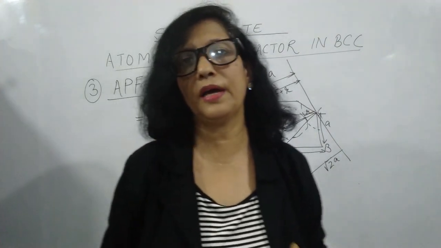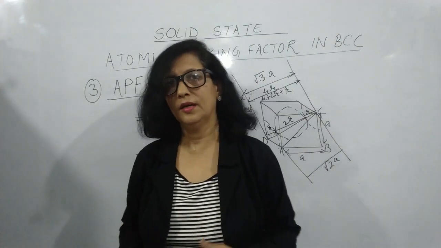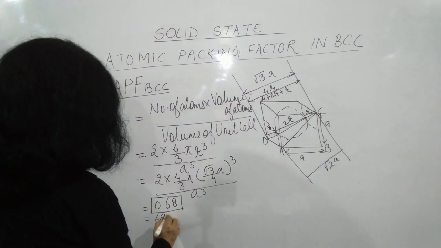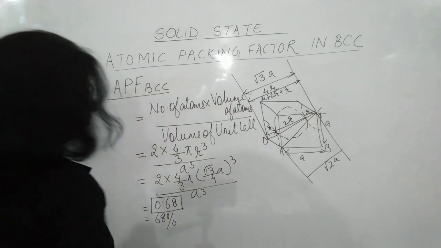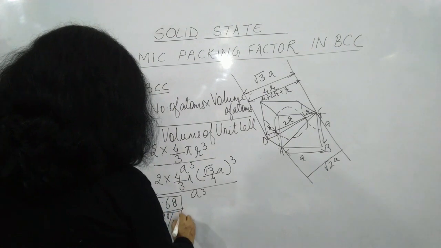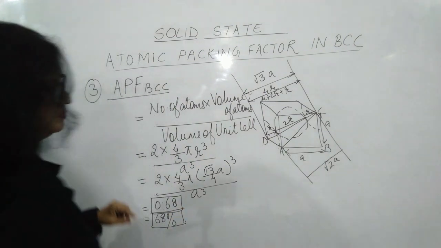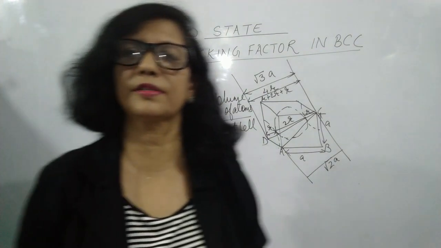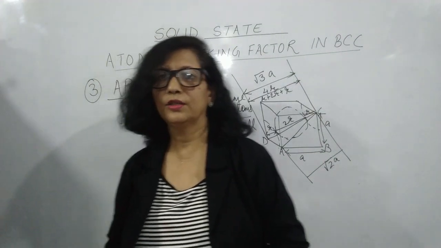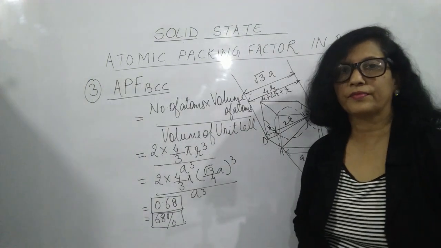As per atomic packing efficiency is concerned, multiply it by 100 and it will be coming your 68%. 68% is packing efficiency in case of a body centered cubic unit cell.